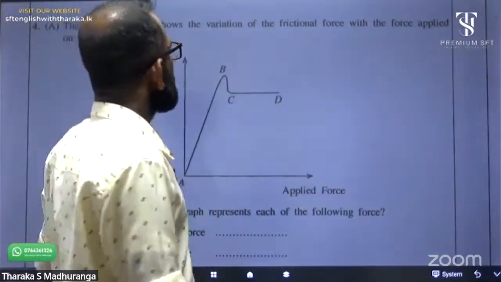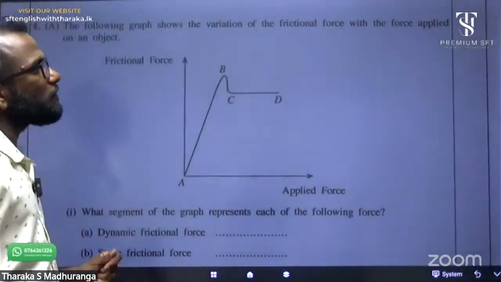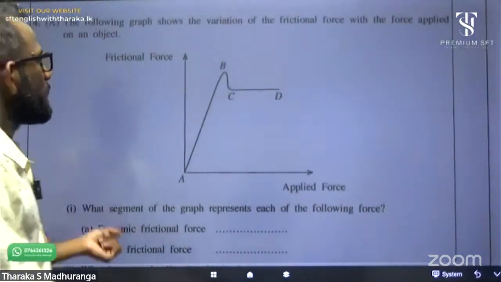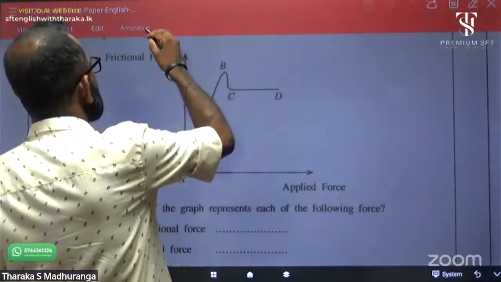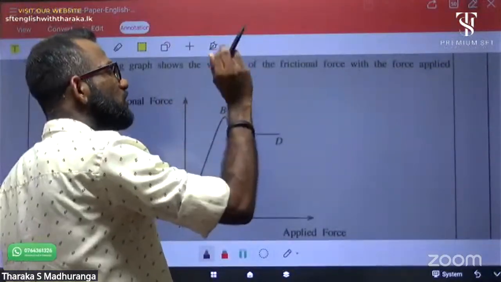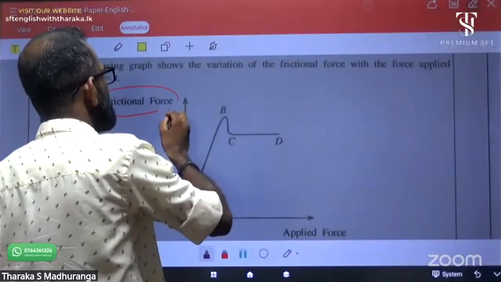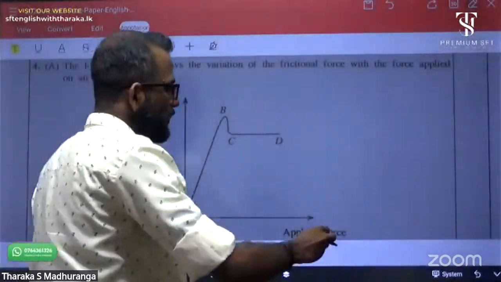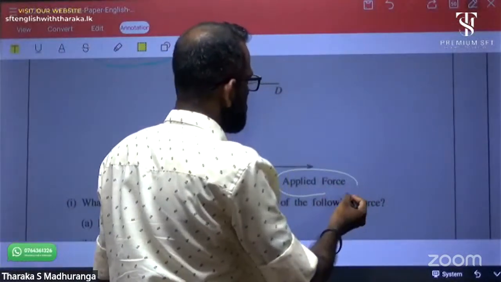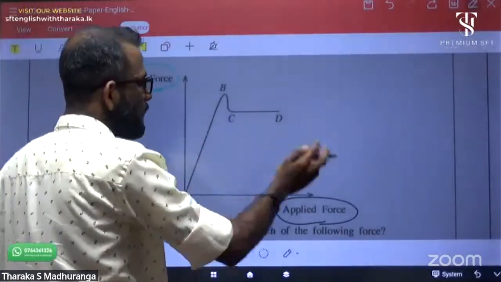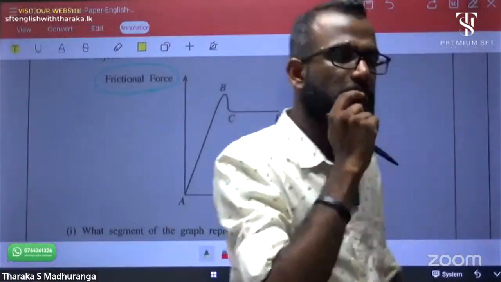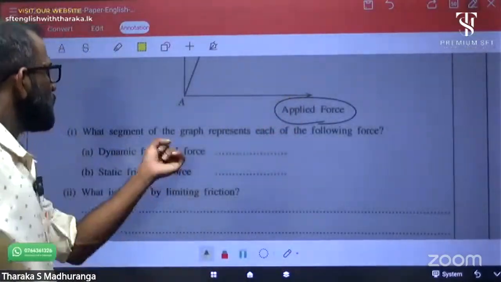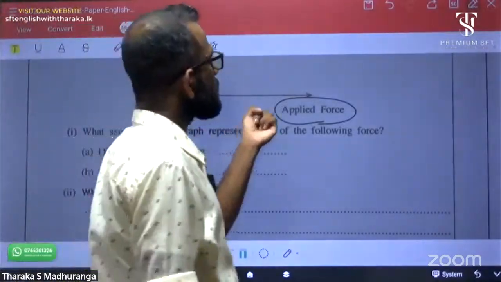The following graph shows the variation of the friction force with the force applied on an object. The y-axis is the friction force. This is 2020 structured question number 4, right? The x-axis is the applied force. This is the shape of the graph. Which segment of the graph represents each of the following?